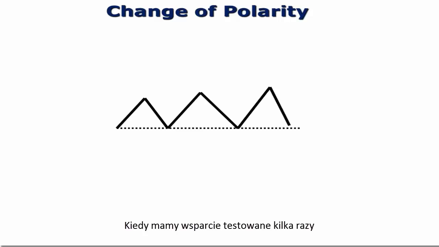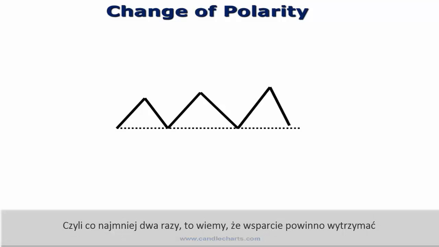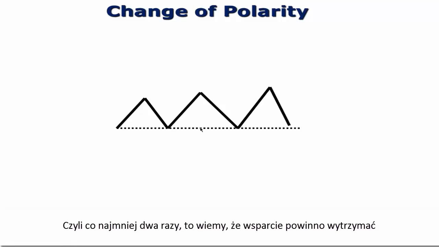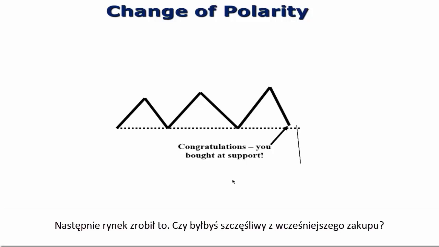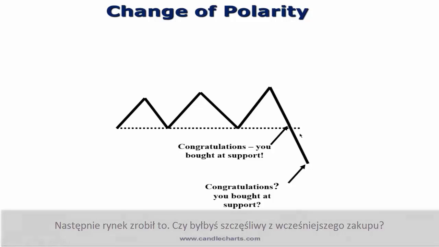This is because if we have a multi-tested support area, and what I mean by multi-tested, it has to be tested at least two times, we know the support, hopefully, if you're bullish, should hold. If the market breaks under that support, let's say you bought here, you're thrilled because the market tested it many times, you congratulate yourself, then the market does this. Congratulations, you bought at support. Would you still be happy you bought up here?